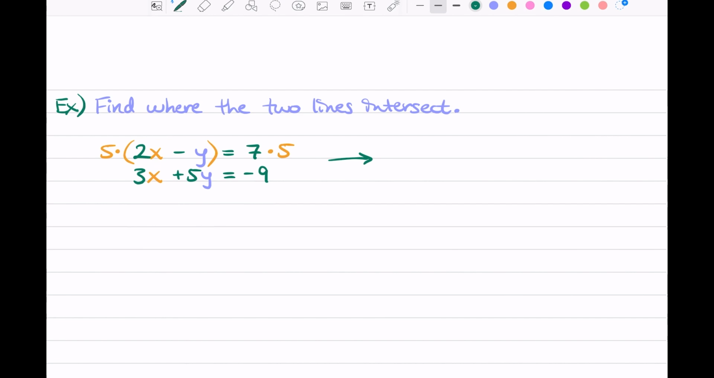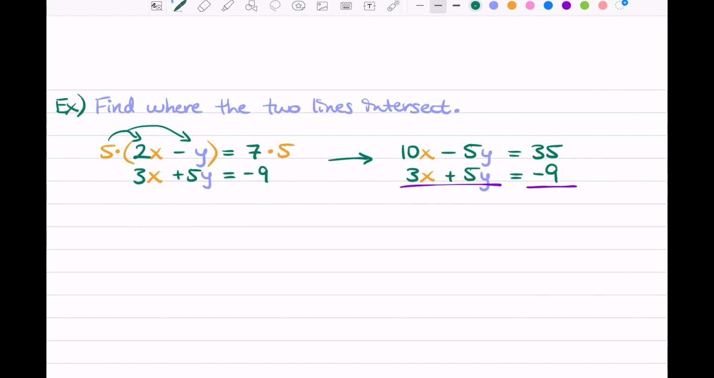To multiply the 5 on the left side, we use the distributive property. So we have 5 times 2x, which gives us 10x, minus 5 times y, which gives us 5y. And on the right side, we have 7 times 5, which gives us 35. And for the second equation, we didn't do anything there, so we can just bring it across. 3x plus 5y equals negative 9.